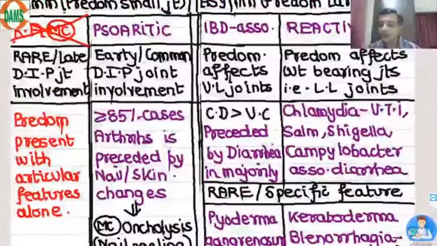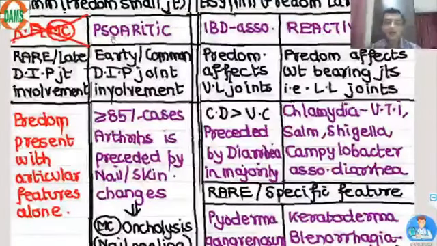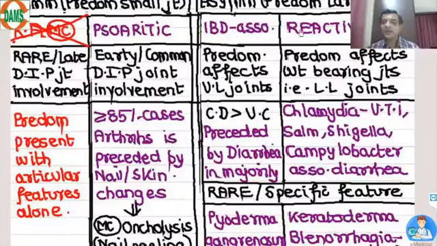So these are our SPA. How to differentiate RA versus psoriatic? In RA, DIP involvement is rare, with predominantly articular features. In psoriatic, there is early DIP involvement, but the majority are preceded by nail and skin involvement. IBD and reactive are both asymmetrical. But how to differentiate? IBD predominantly affects upper limb joints. Reactive predominantly affects lower limb joints.